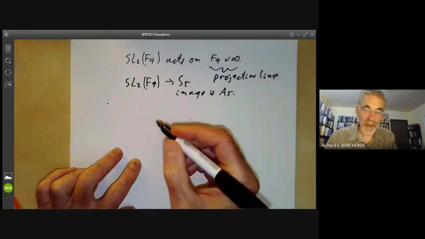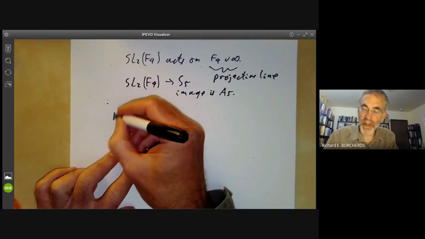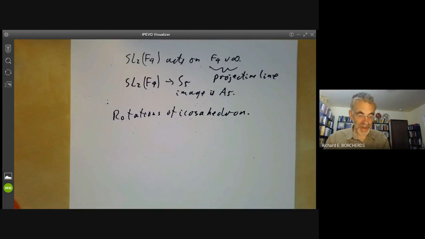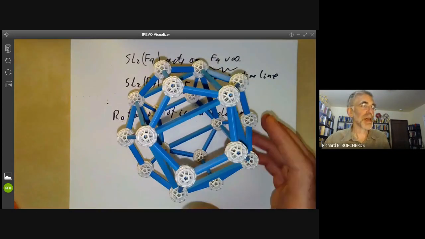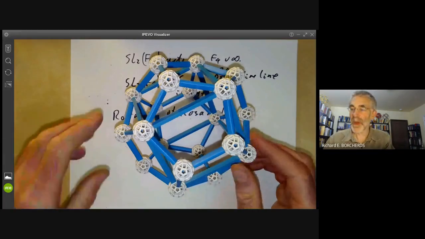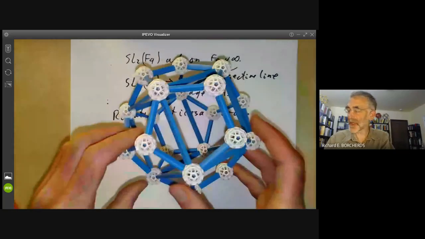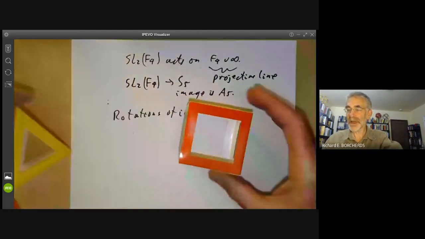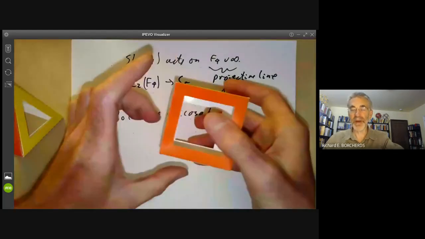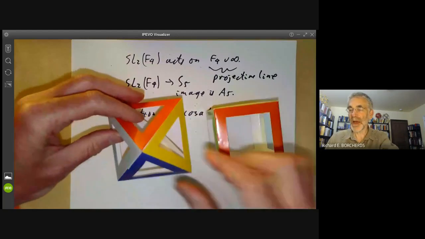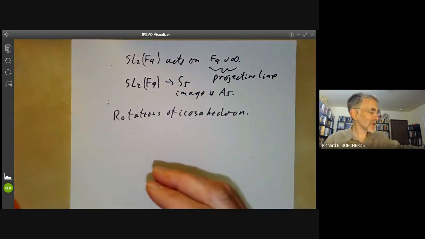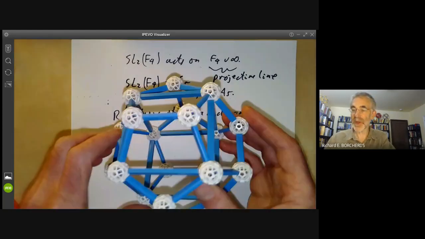If we've got the group of rotations of an icosahedron, then the group of rotations of an icosahedron acts on five objects, and you can see this as follows. So this isn't actually an icosahedron, but it's a dodecahedron. They have the same rotation groups, essentially because they're dual. So for example, you can see a cube and an octahedron have the same rotation groups, because if I take a cube and take a point in the center of each face, I get the vertices of an octahedron, so they have the same rotation group. And I can do the same with an octahedron. If I take a point in the center of each face, I get the vertices of a cube. And similarly, an icosahedron and a dodecahedron have the same rotation group, so I might as well use that.